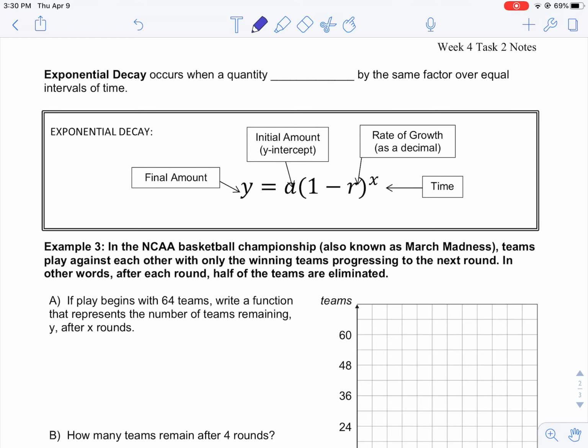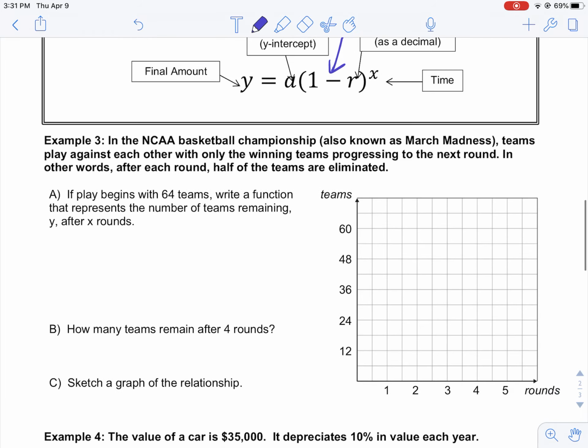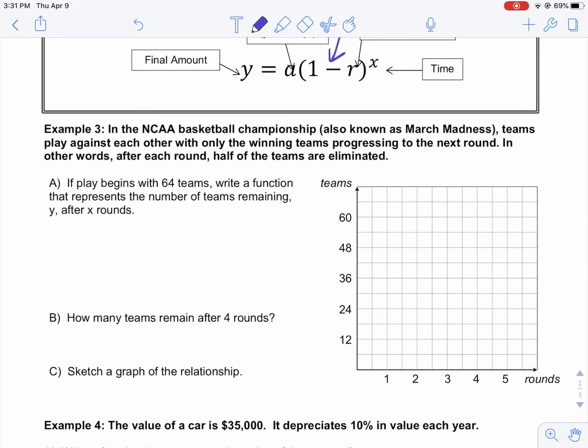So exponential decay occurs when a quantity decreases by the same factor over intervals of time. If you notice, this formula looks very different. The main difference is a subtraction sign instead of an addition sign. So in both of these formulas, we start with 1 and we either add a rate to it or we subtract a rate from it, based on if it is increasing or decreasing.